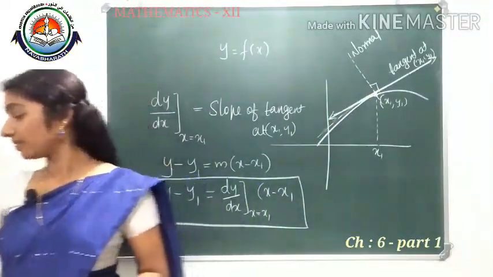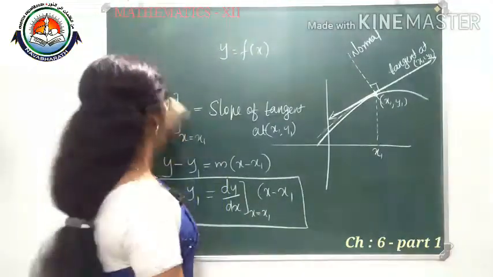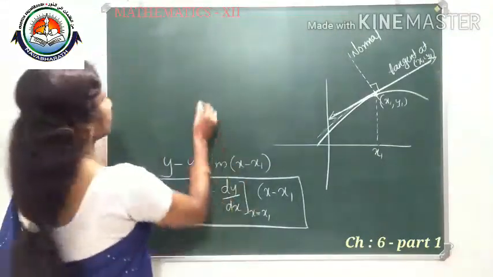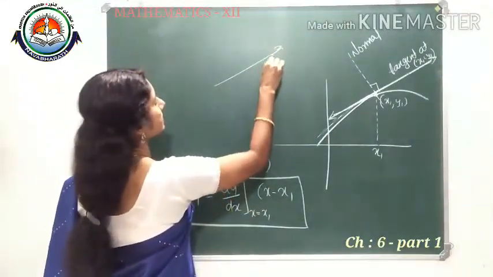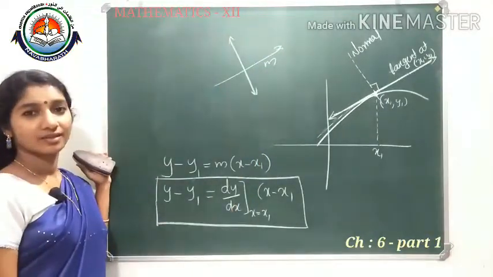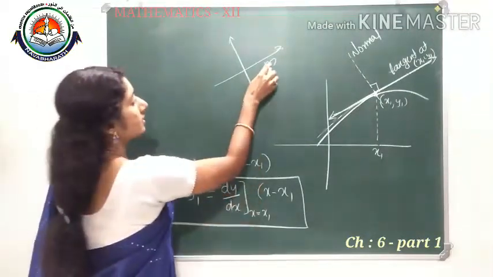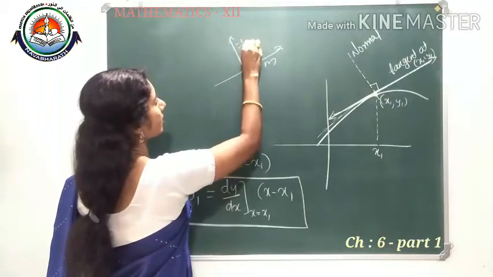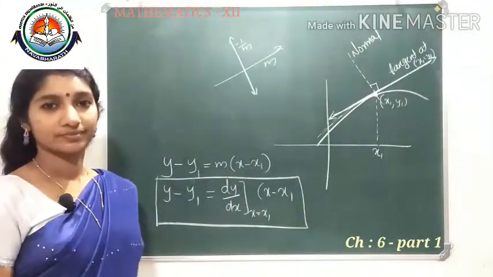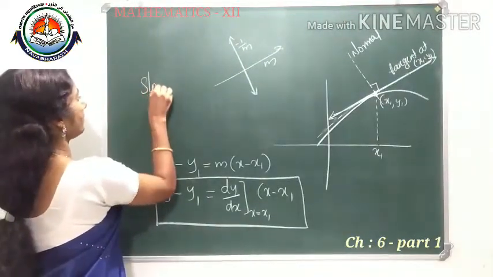What is the connection between the perpendicular lines' slopes? If m is the slope of a straight line, what will be this? See, this straight line's slope is m. So what will be its perpendicular line's slope? We know the product of slopes is equal to minus 1. So it's a negative reciprocal. This slope's negative reciprocal will be the perpendicular line's slope, isn't it? So we will get the slope of the normal.